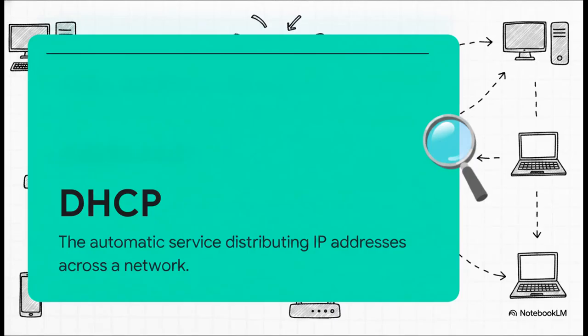Okay, so we know we absolutely need an address to get online, right? But who actually gives it to us? Who plays the role of the postal service here? Well, meet the network's tireless digital postmaster, DHCP. In the simplest terms, this is the automatic service responsible for distributing IP addresses across a network. It's the completely hands-free system handing out these critical network addresses so that you, or some poor IT tech, doesn't have to do it manually.